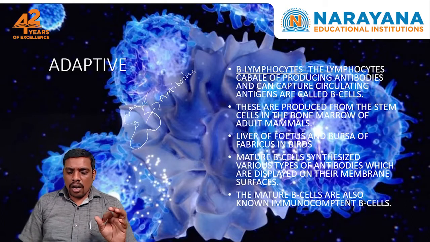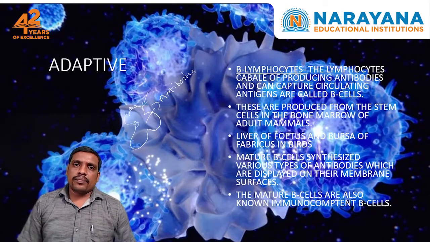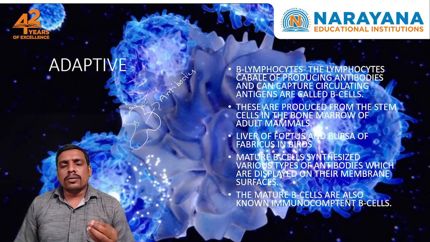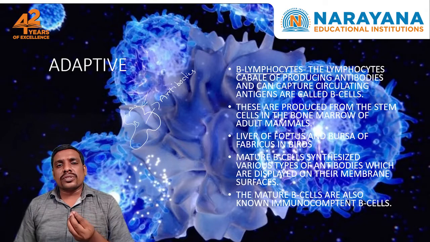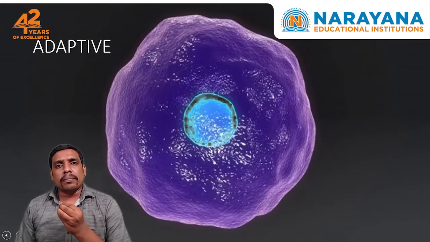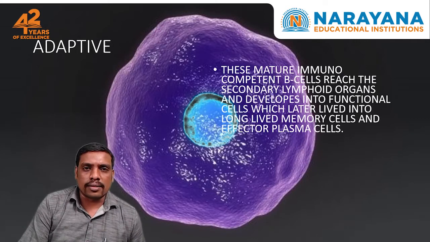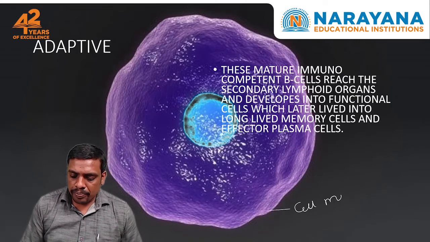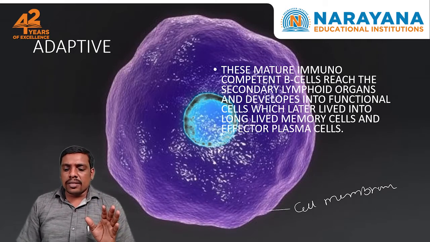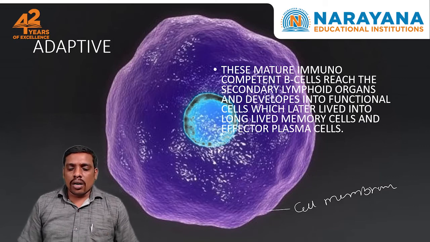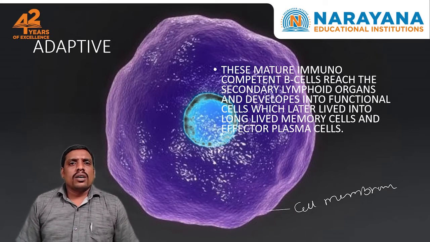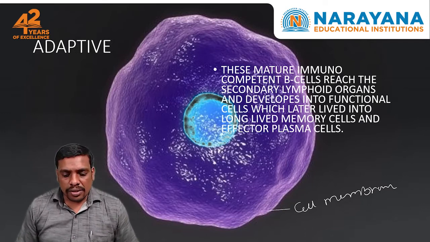Now let me say one more point. The mature B cells are also known as immunocompetent B cells. So how do they mature? B cells are not mature cells at first. These B cells mature after a certain time by biological reactions. The mature B cells are called immunocompetent B cells. The immunocompetent B cell generally looks like this. They have a cell membrane around their body, and there is a nucleus as you can see there. These mature immunocompetent B cells reach the secondary lymphoid organs or lymphatic tissue, like the spleen and thymus.